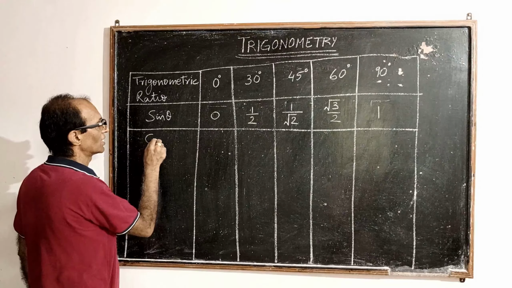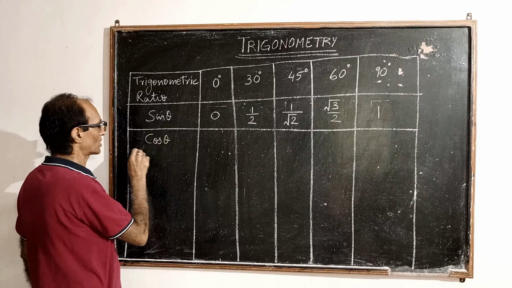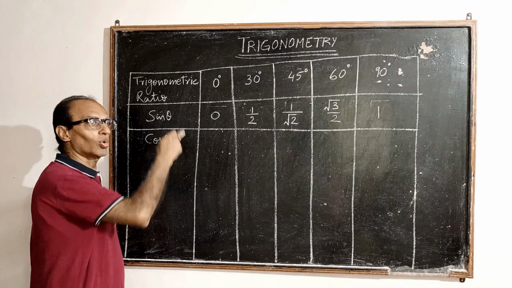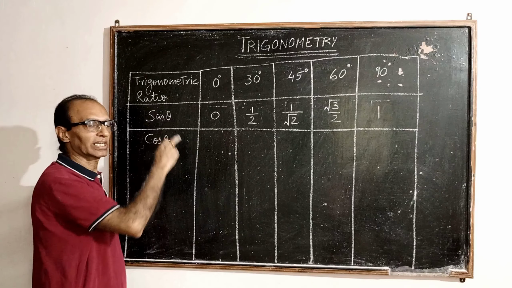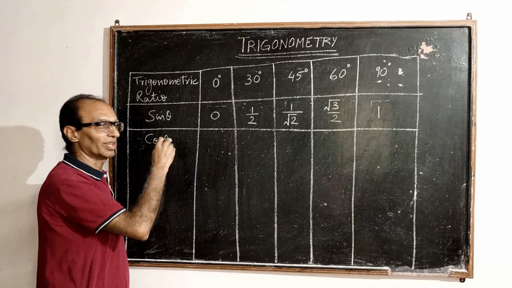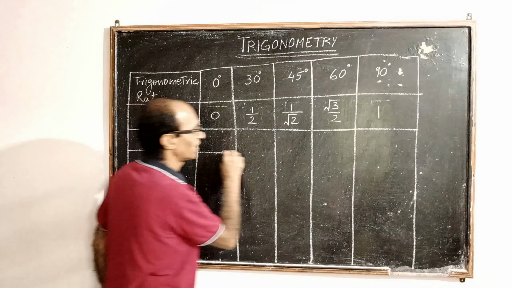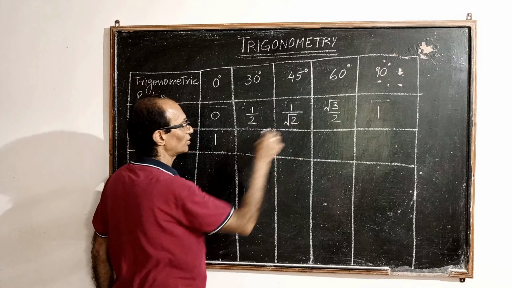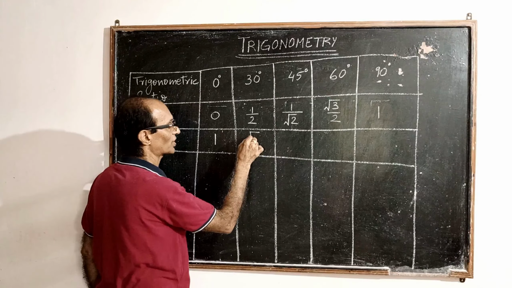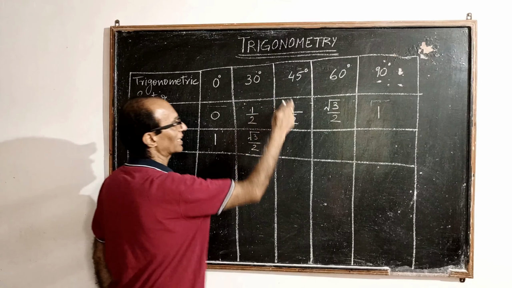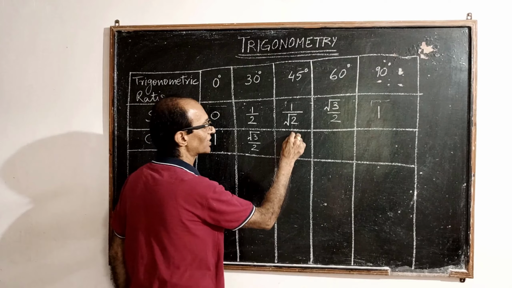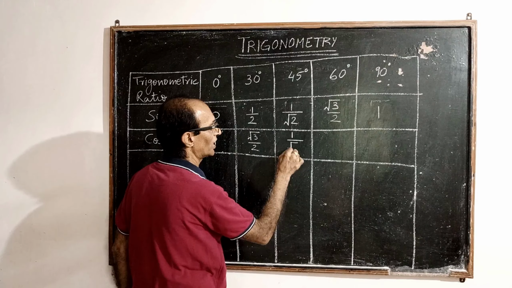Now cos theta. Cosine theta, as we talked about in that class, is complementary to sine theta. So for this one, we have just the reverse way of sine theta. Sine 90 is 1, so cos 0 is 1. Sine 60 is under root 3 by 2, cos 30 is under root 3 by 2. Sine 45 degrees is 1 upon under root 2. It is just the same value, 1 upon under root 2.